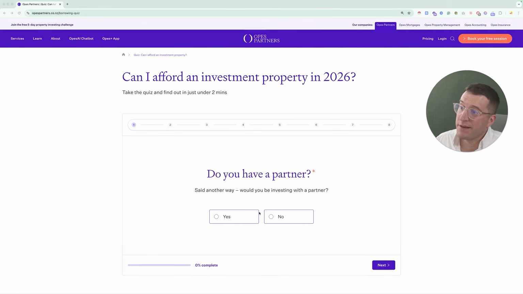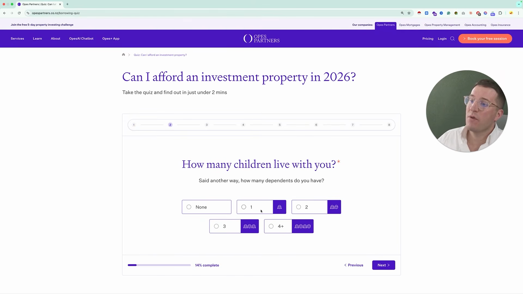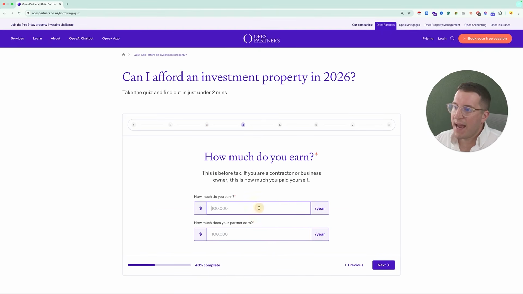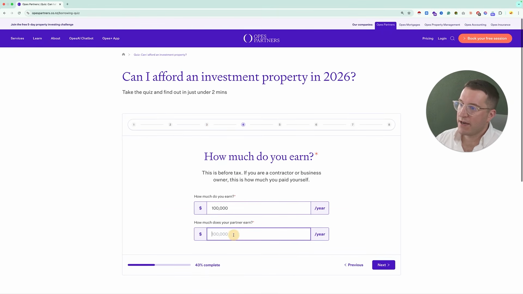Let me show you how it works. And the tool works by asking, do you have a partner? Let's say you are investing with a partner, you've got one child at the moment, and you both have a car. And let's say that you earn $100,000 per year before tax and your partner earns $60,000 a year.